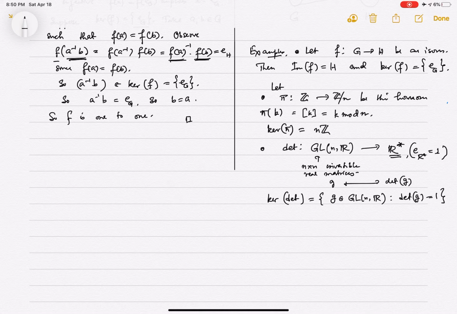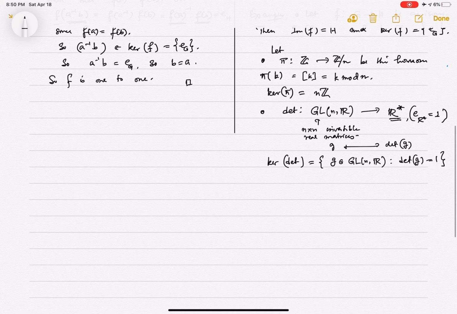That forms a subgroup of GL n R. And you can check directly that this forms a subgroup, but now we see that it's a subgroup because it's the kernel of this homomorphism. And you can of course check directly that the product of two matrices of determinant 1 is determinant 1, etc. This group is a rather important group. It's called the special linear group, SL n R. That's just a name for it. These are all n by n real matrices with determinant 1.